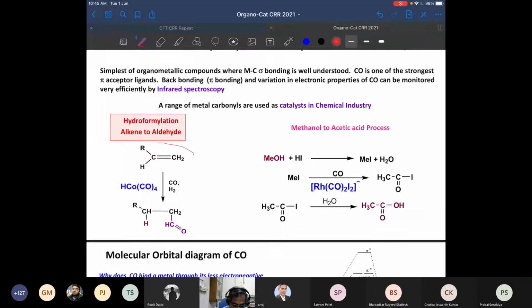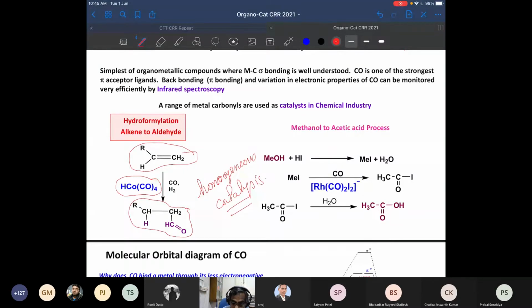Right. I start with the alkene and I end up getting an aldehyde. Now, basically what I do is a carbonylation, and I use a metal complex. This is what we call homogeneous catalysis. So this is what we'll be studying. This is one of the reactions, right?